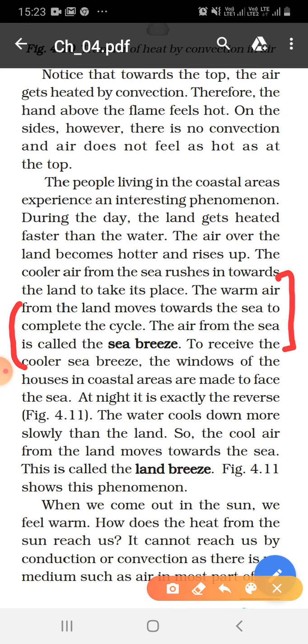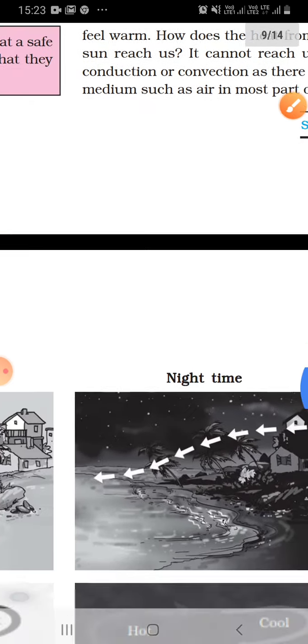Okay. At night there is exactly the reverse process because water cools down more slowly than land. So cool air from the land moves towards the sea. This is called land breeze. See figure 4.11. Let us see.